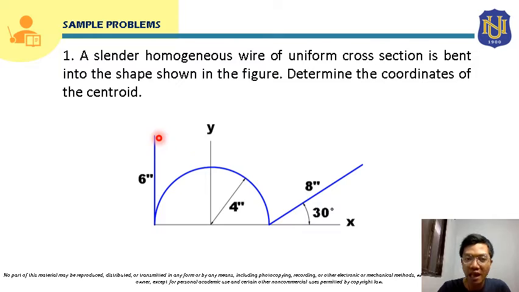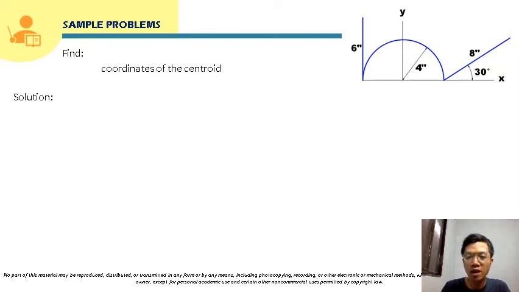This is a composite line that is composed of this 6 inches line, and also this semicircular arc, and then we have an inclined line, which is 8 inches. For the semicircular arc, the radius is 4 inches. So we are going to solve for the coordinates of the centroid of this composite line. So let's start solving this.